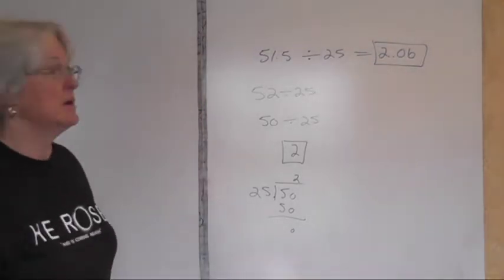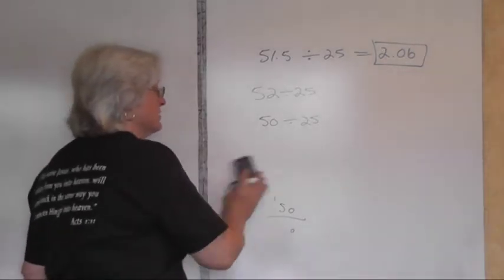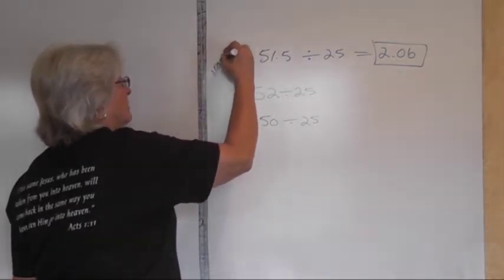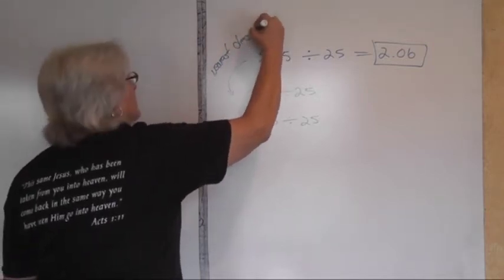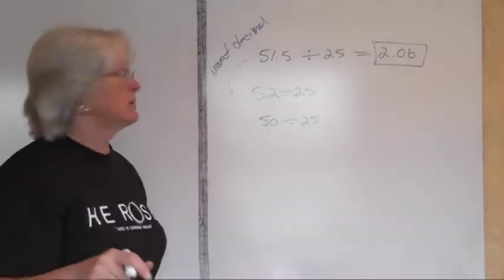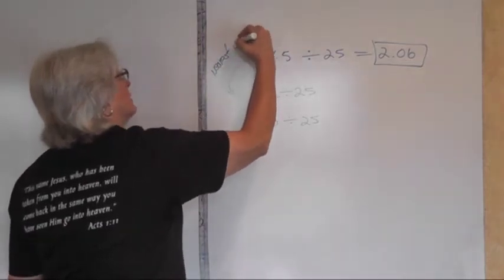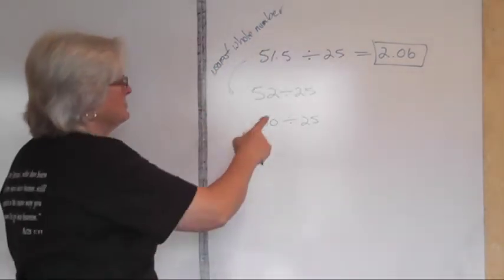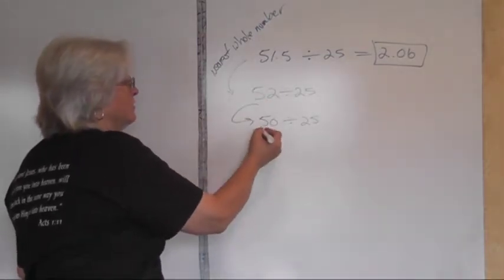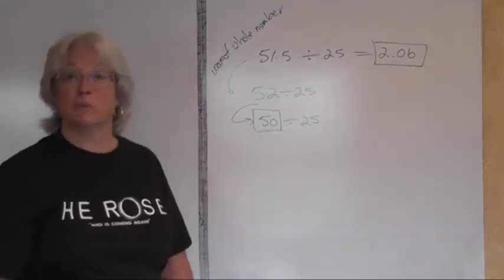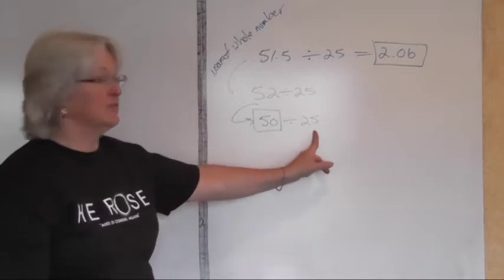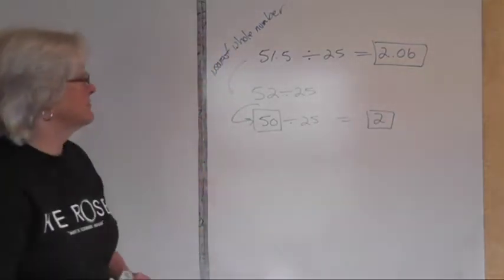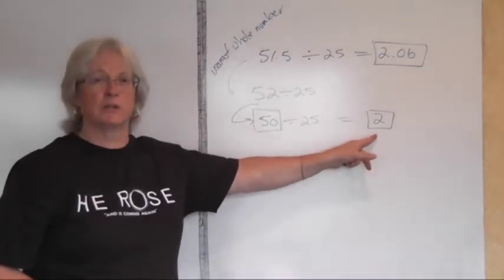So when we estimate our solution by rounding, what we've done is first, we round to the nearest whole number. 51.5 would round up to 52. Then you take this 52 and you adjust it so that it's a convenient multiple of the divisor. 50 divided by 25 is equal to 2. So 51.5 divided by 25 is approximately equal to 2.